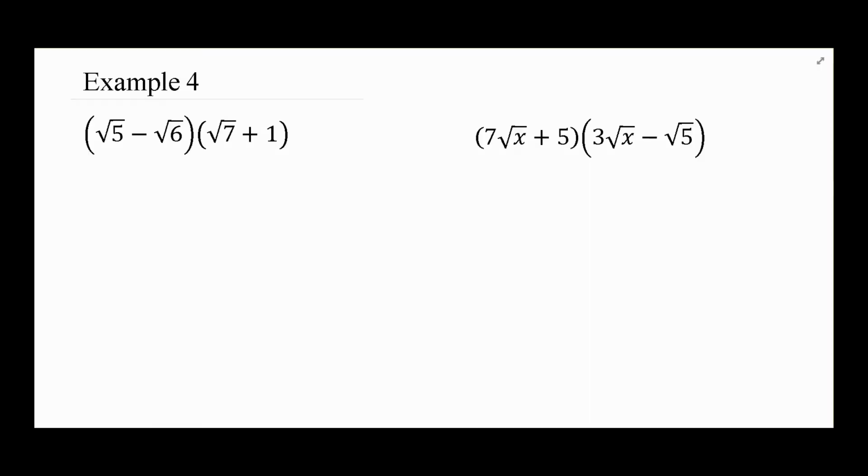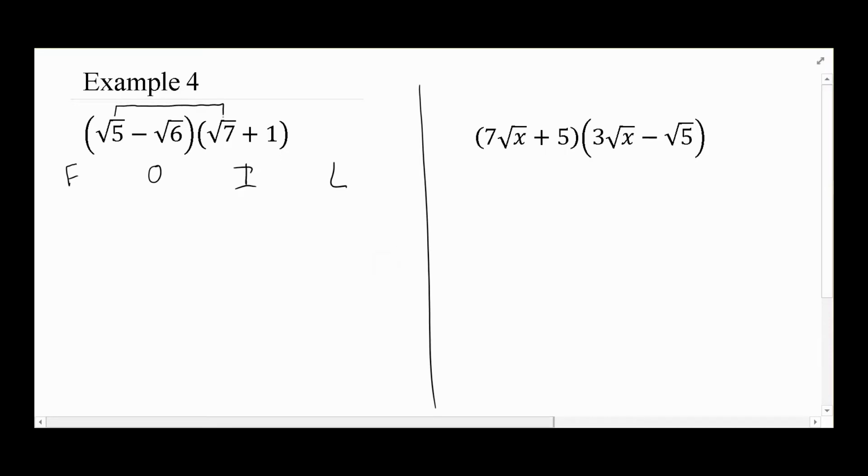Now in each of these examples, it should jump out at you as a FOIL problem. So let's go ahead and do it that way. Let's look at FOIL. Our F is a radical times a radical. That's root 35. Our outside is 1 times a radical. So that's root 5.